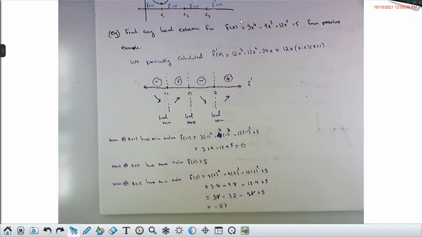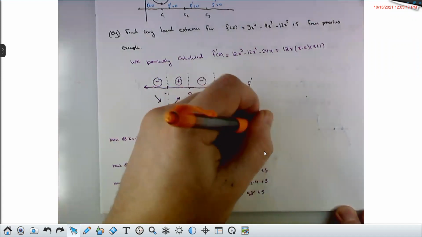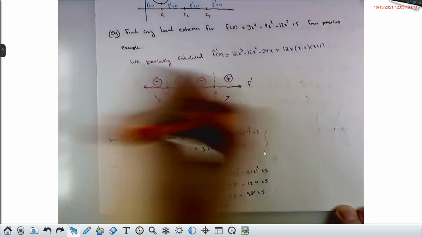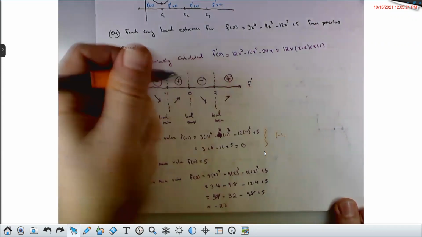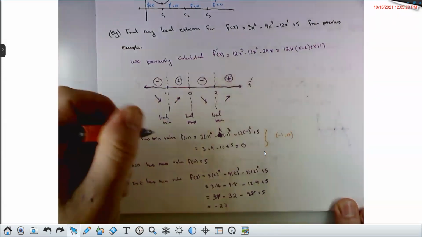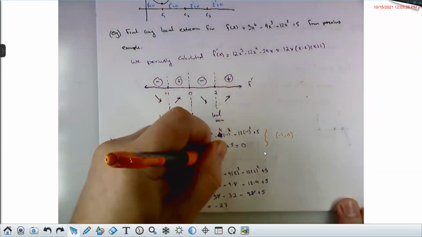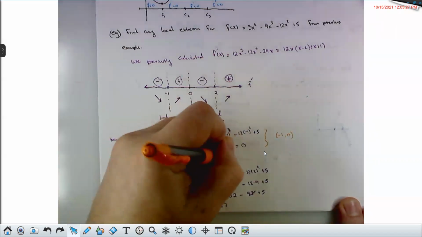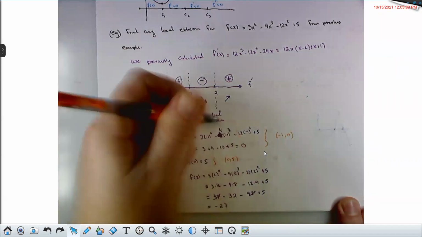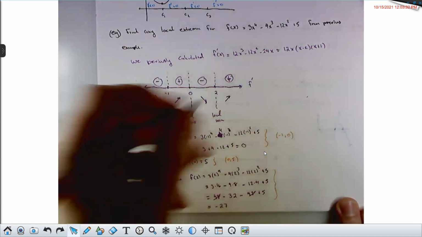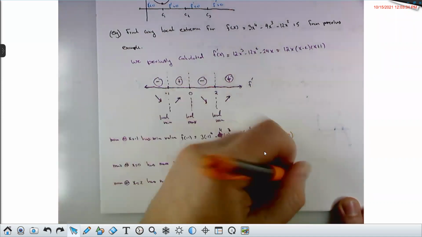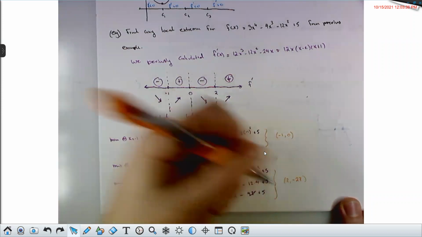Let's take a look at the graph of this. We claim to now know where it's increasing and decreasing, where it has mins and maxes, and exactly what those points are. So this min is at the point -1, 0. This one is at the point 0, 5. And this one is at the point 2, negative 27.